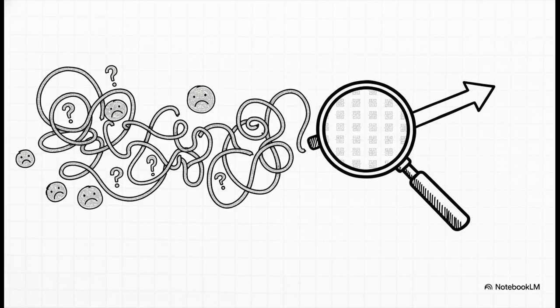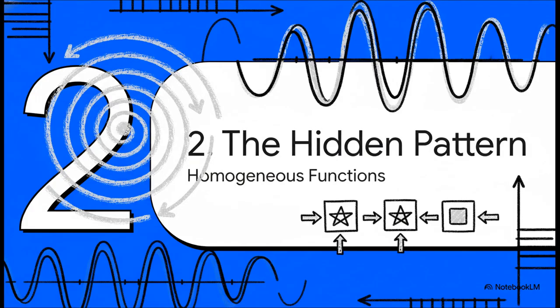Instead of just grinding through the calculations, what if we took a step back? What if we looked for a deeper structure, a hidden pattern inside the function itself? It turns out there is one, and it's the key that unlocks a massive shortcut. So what is the secret pattern? It's a property called homogeneity. Now, I know it sounds a little intimidating, but the core idea is actually super intuitive. It all comes down to how a function behaves when you scale its inputs up or down.